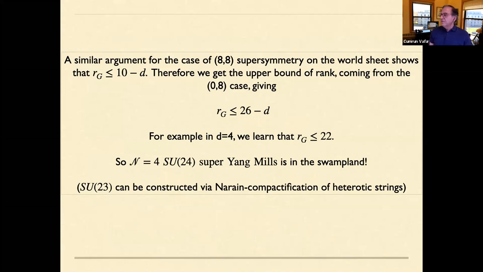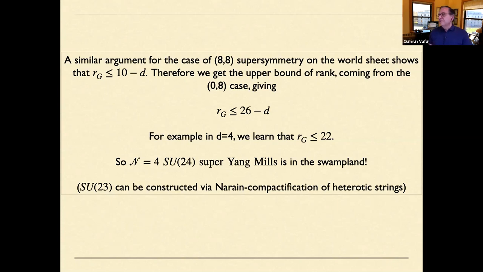For example, in d equals 4, we learned that the rank of the group is bounded by 22. So in four dimensions, N equals 4 supersymmetric gauge theory with gauge group SU(24) is in the Swampland. N equals 4 SU(N) is a beautiful, fantastic theory, but that doesn't mean you can couple it to gravity. In the context of holography and AdS/CFT, the way we get N equals 4 SU(N) is on a defect in a higher dimensional theory. So we don't get SU(N) in four dimensions coupled to N equals 4 supergravity in four dimensions, but rather to ten-dimensional gravity. So you cannot couple N equals 4 SU(N) gauge theory like SU(24) to 4D N equals 4 supergravity.